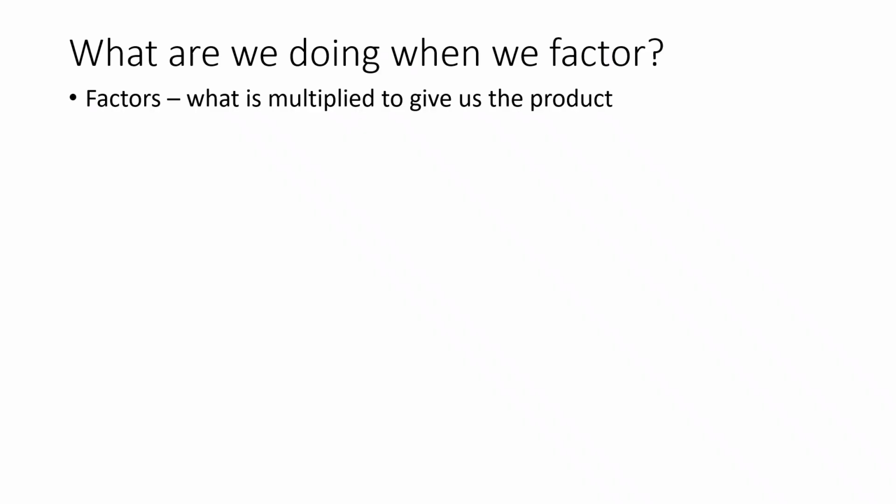So what are we doing when we factor? This is one of those things where the directions need to make sense, and we need to have a sense of what we're doing. When the directions say factor, what are you being asked for? Well, first off, factors are what is multiplied to give us the product. So at its most basic level, you might have 4 times 5, and 4 and 5 are the factors. They are the things that are multiplied. And 20 is what is known as the product. It's the result of the multiplication problem.